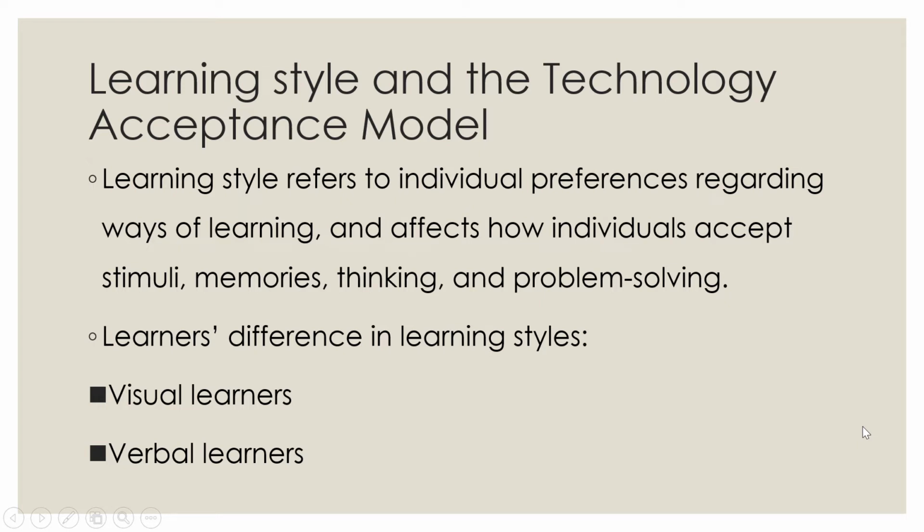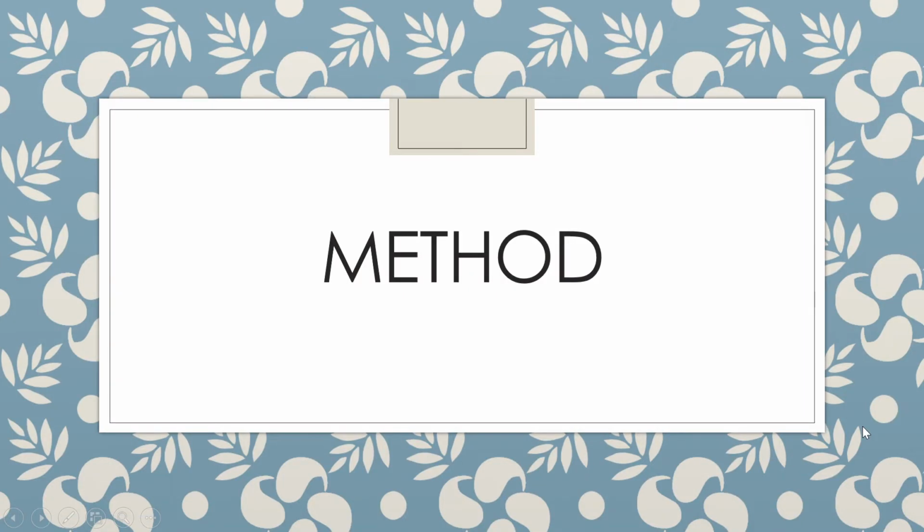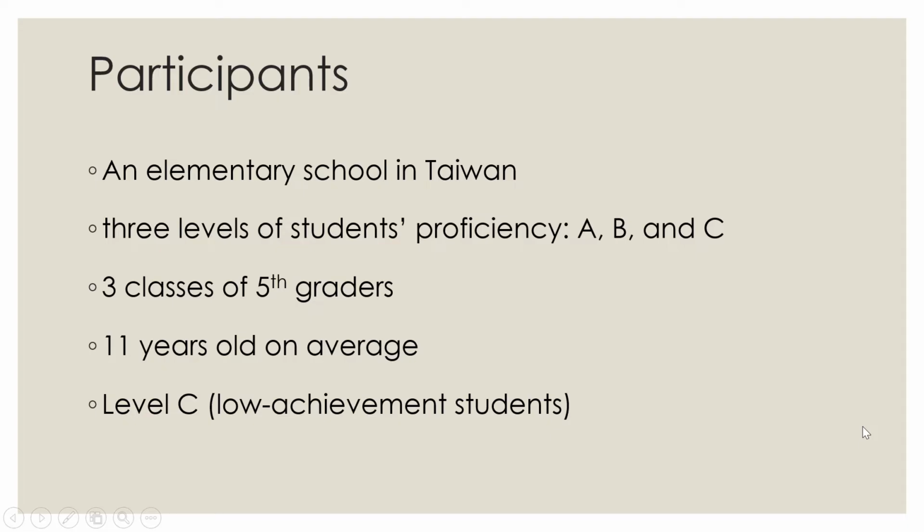So the researchers divide learners into two different learning styles in this study. The first one is the visual learner, which means they rely more on the text, for example, the captions and pictures in the videos, while the verbal learners pay more attention to the audio input. Okay, now let's look at the method.